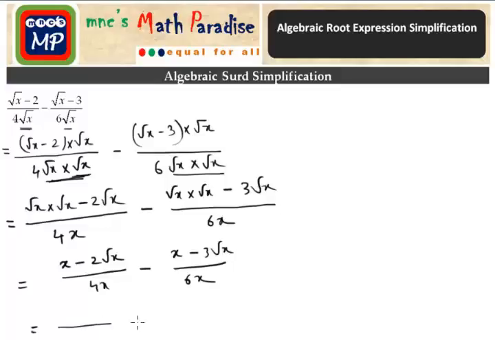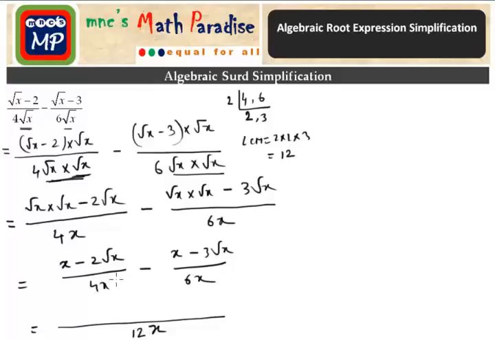Now if we take the common denominator of 4x and 6x, x is there, and for 4 and 6, the LCM, lowest common multiple, if we take 2 common, we get 2 and 3, so the LCM will be 2 times 2 times 3. LCM is lowest common multiple, so 2 times 2 is 4, 4 times 3 is 12. So the common denominator of 4 and 6 will be 12.